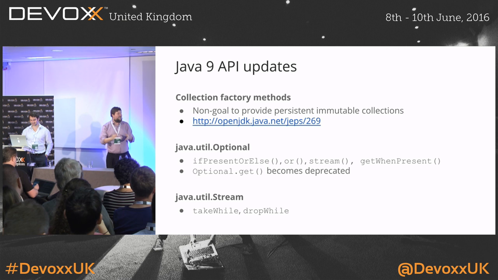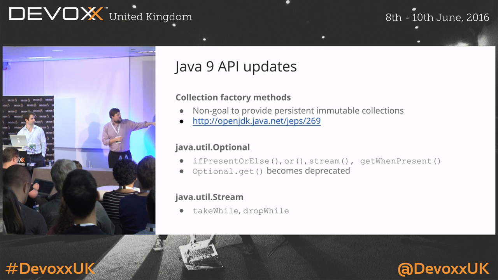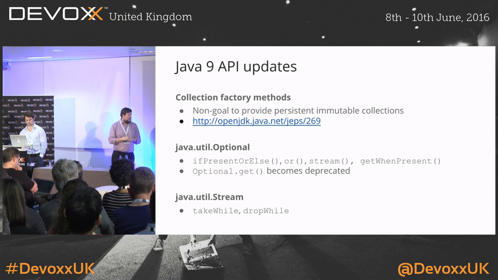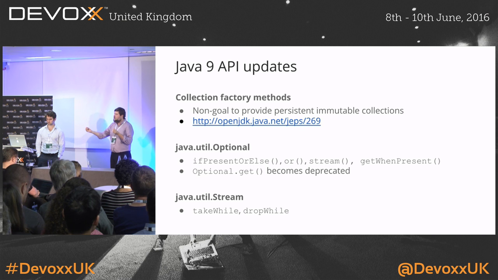Fantastic. So Optional.get is being deprecated as a method and renamed to getWhenPresent. And a few other useful additions are happening in the Optional API. So the ability to convert optionals into streams, for example, because optionals are, in many respects, a one-element collection. And there's also a few other stream API improvements, takeWhile and dropWhile. So things that keep elements in a stream or throw them away from a stream if they match a certain predicate.